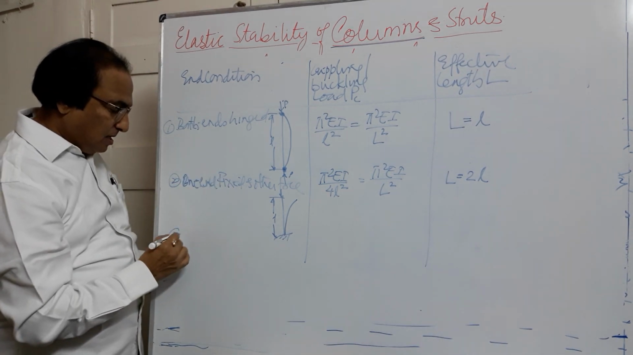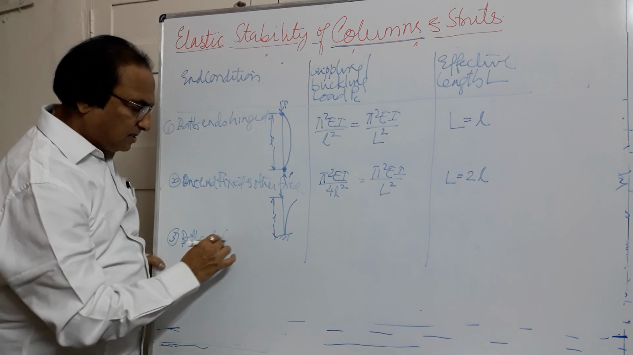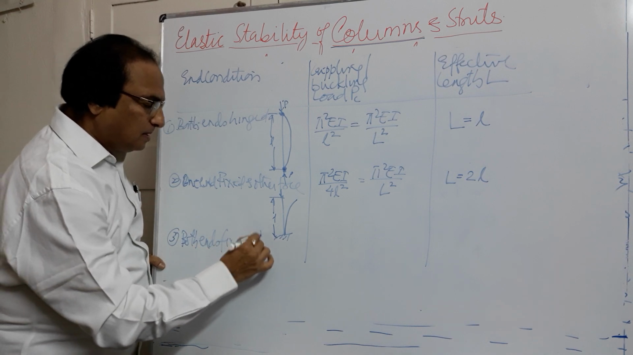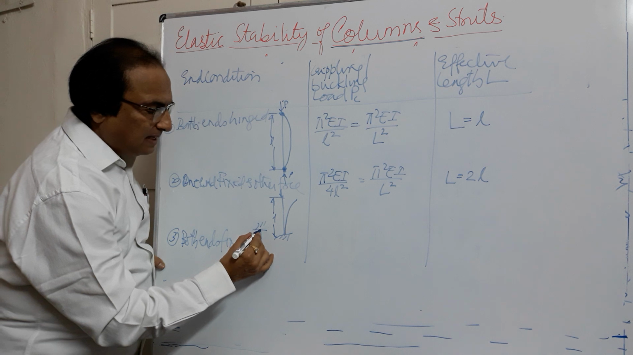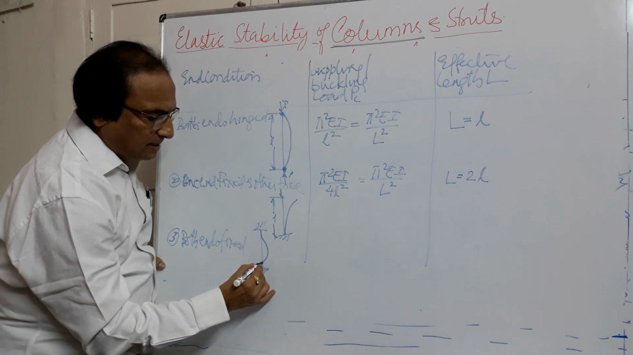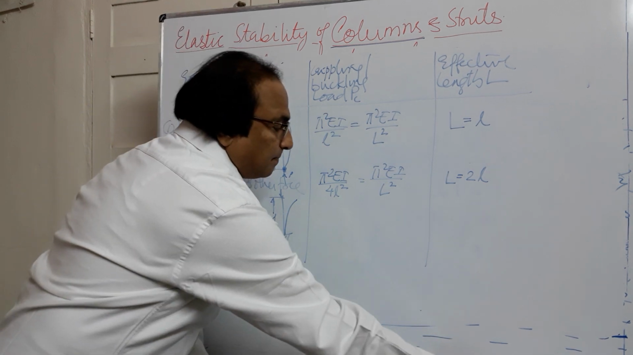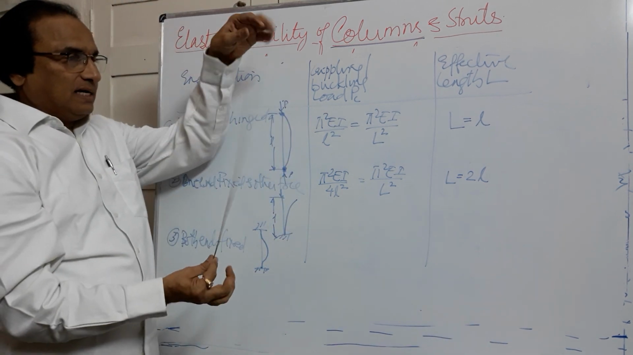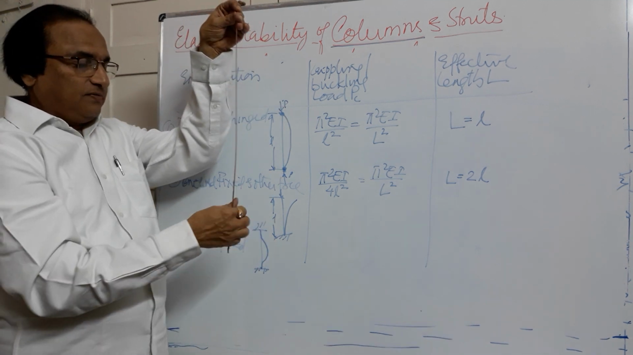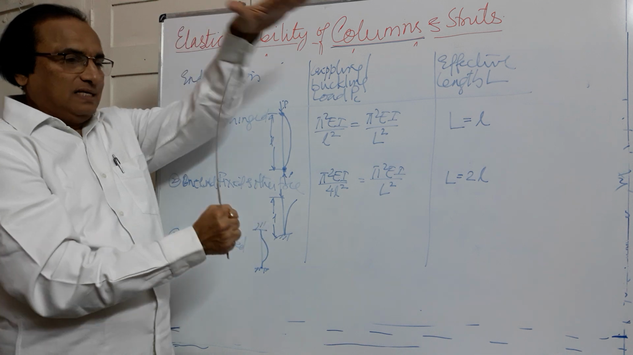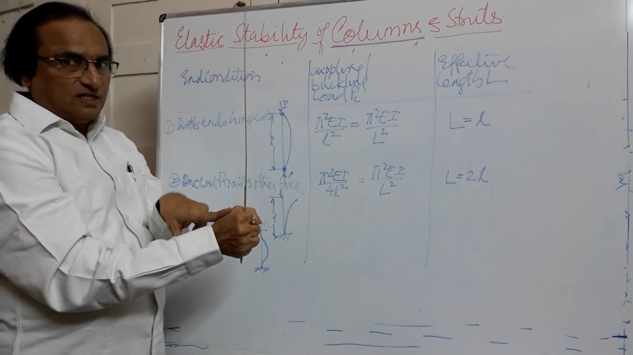Third condition is both ends fixed. If I fix it here and if I fix it here, it will bend like this: straight, then it will bend like this, then again it will remain straight. If I show hinged, we have seen it will bend like this. If it is the second case, it is fixed here, and if I apply load, it will bend in this direction. So here slope is 0, deflection is also 0.